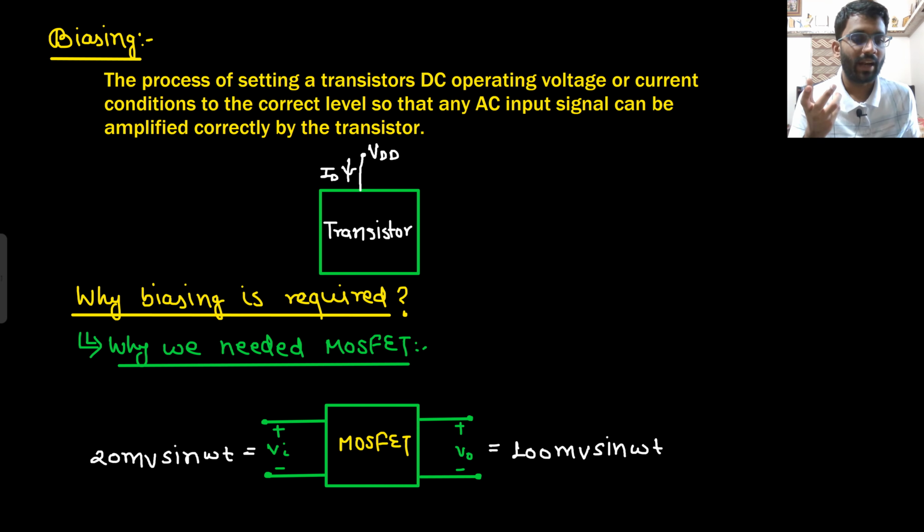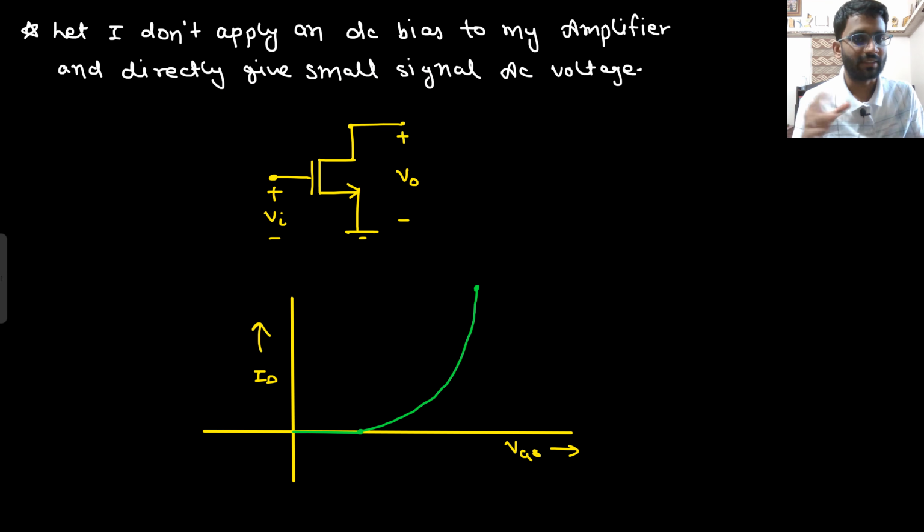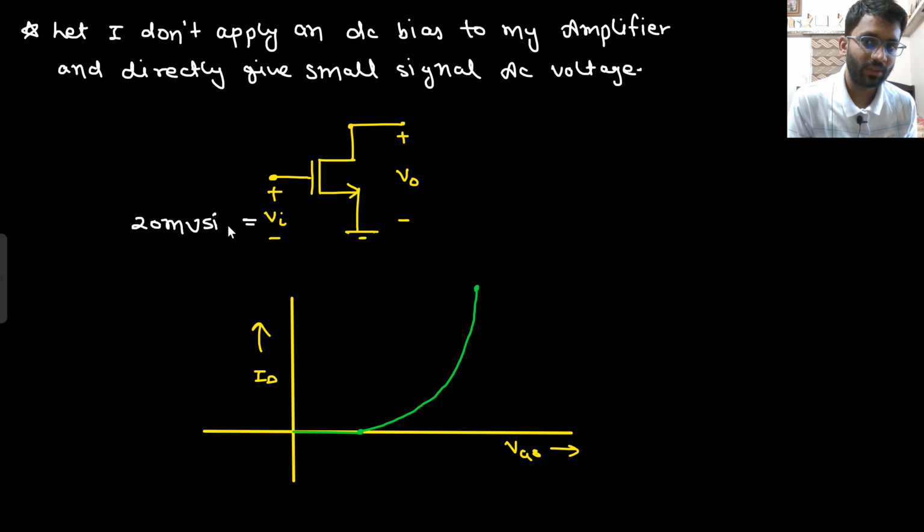Now what if I don't even apply the DC bias? I only apply the small signal. So what was my small signal? What if I apply only the small signal? There is no DC bias. I am telling you the reason why I need DC bias. So what if I don't apply any DC bias, only the small signal?